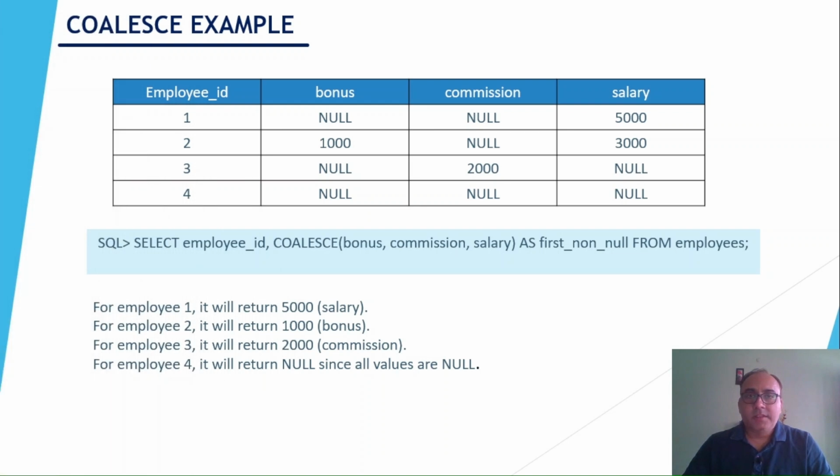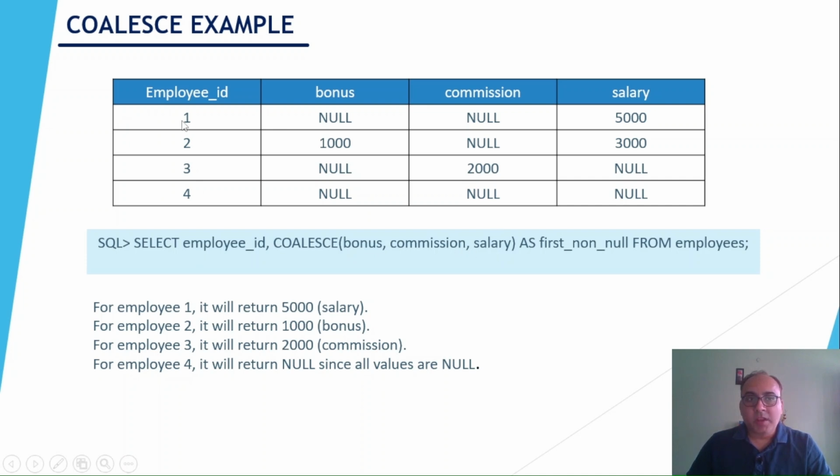Now let's try to understand this using one example. Let's say we have this particular table where we have employee ID, bonus, commission, salary. Now we have this query, whatever we discussed in the earlier slide: select employee_ID, Coalesce bonus, commission, salary as first non-null from employees. Now what it will do for employee 1 is return 5,000, basically the first non-null value from all the columns specified in Coalesce. Here we have specified bonus, commission, salary.